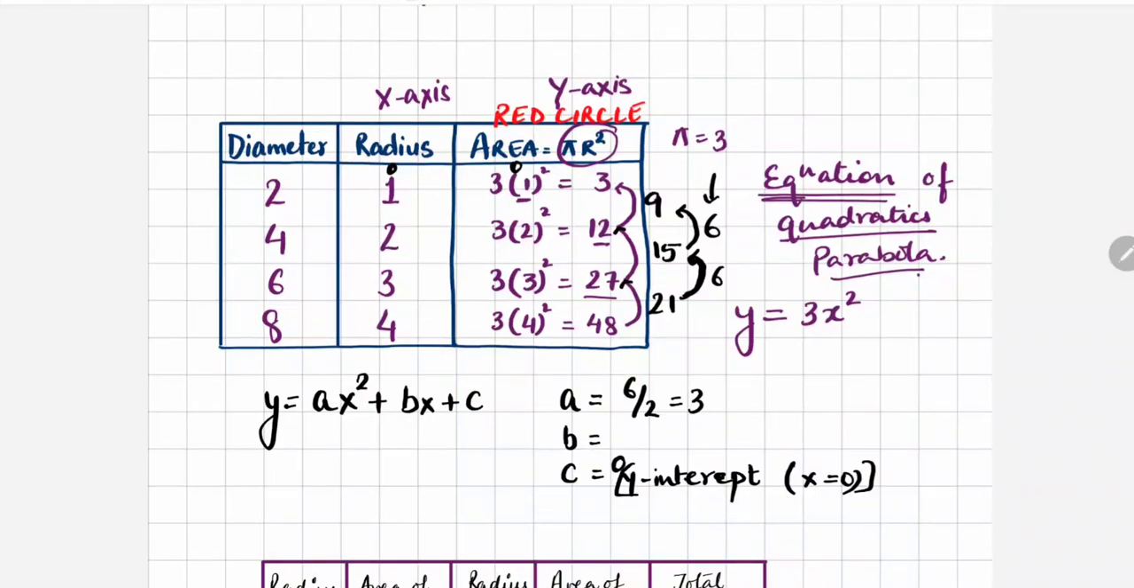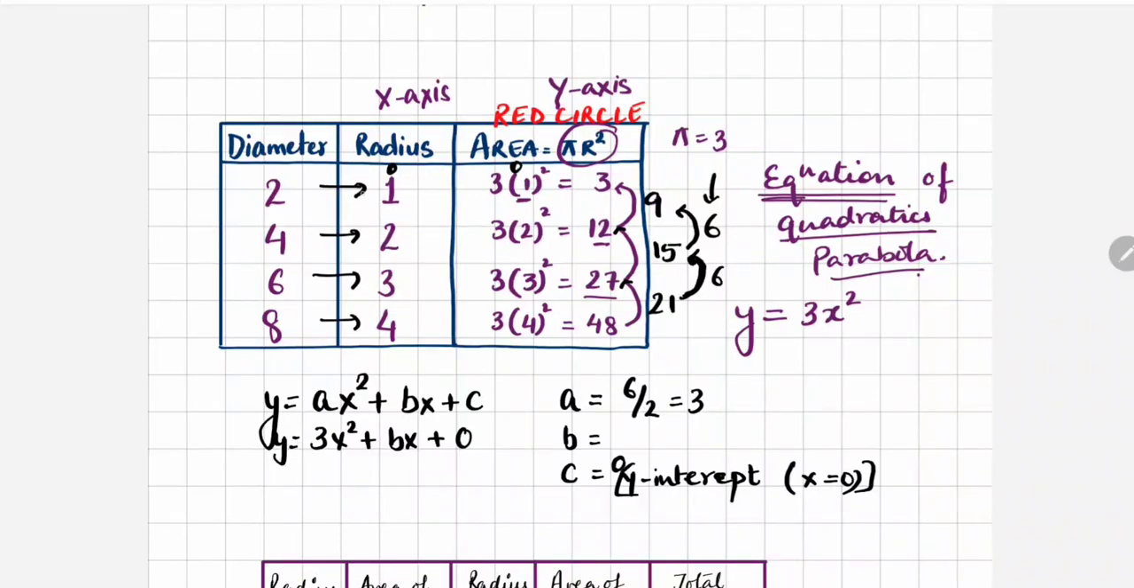Now the b value is what you have to find by substituting certain things. So in the equation we have 3x squared plus, we still don't know what b is, and we know the c in this case is 0, right? Now we have so many of x's and y's values, right? Not here though, because we are not using the diameter as such. So we have these values, we can plug in any of those.